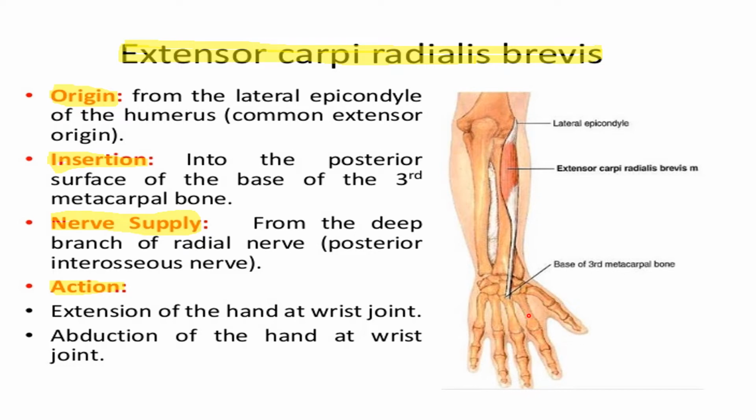It is inserted into the posterior surface of the base of the third metacarpal. This is the first metacarpal, this is second, and this is third. The nerve supply is the deep branch of the radial nerve. Action is extension of the hand at the wrist joint and abduction of the hand at the wrist joint, the same action as the extensor carpi radialis longus. So these two muscles act as synergists and help in extension and abduction of the hand at the wrist joint.